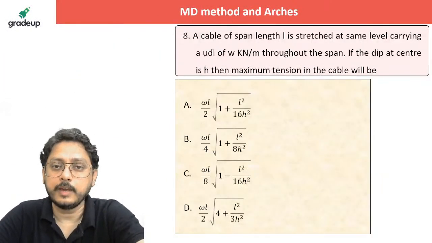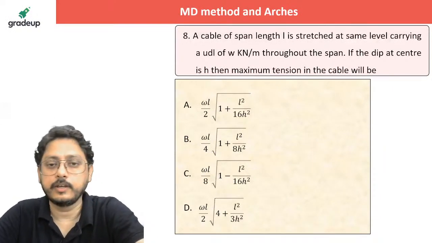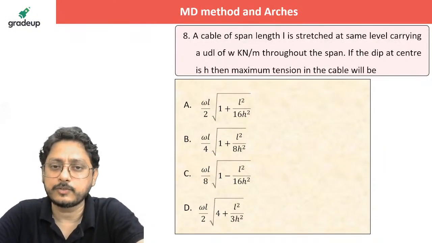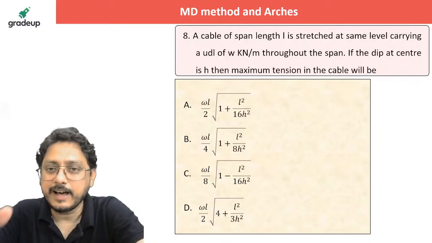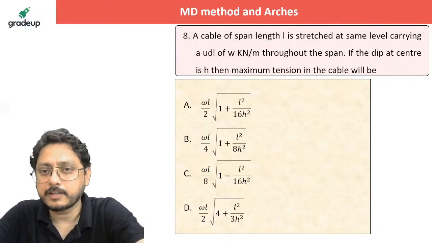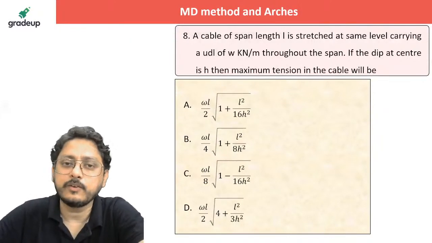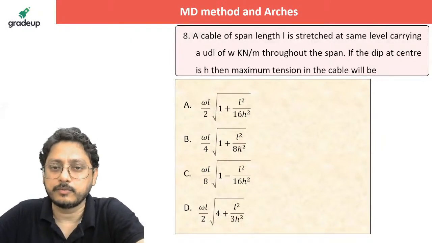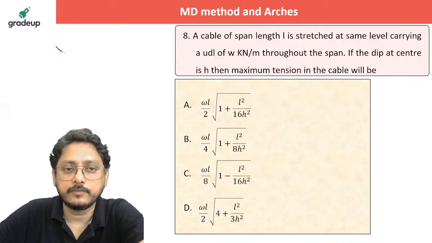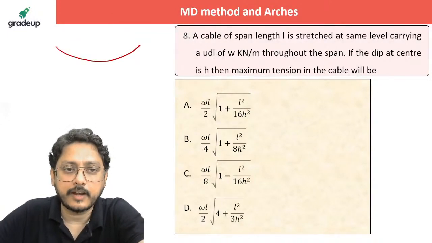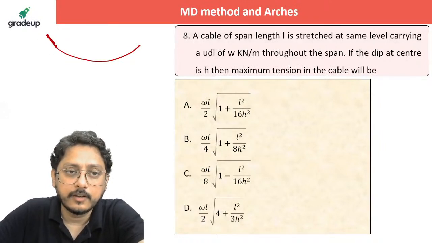How to solve this one? A cable of span length. This is simply something I actually used to give. It is kind of formula based also, but one can do it very easily. If he is asking about the maximum tension, where will you get the maximum tension? If the cable is carrying the load, you will get the maximum tension at this location, tension in the string. This is the maximum tension zone. Now how to get the maximum tension at this location?